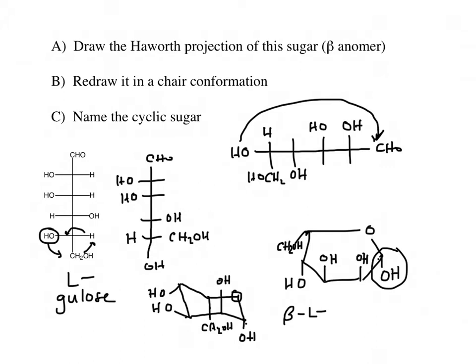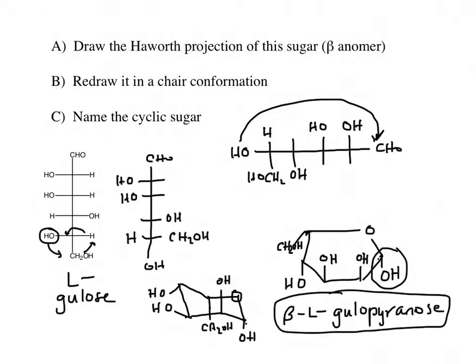We know it's a beta sugar. We know it's L. We know it is gulo. We're dropping the ose part. So gulopyranose. There's its name, finally. These aren't hard. They do take a little while to do. Okay? Doing good? Excellent. Okay.